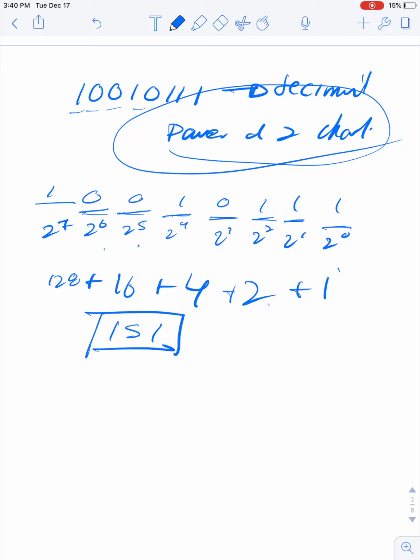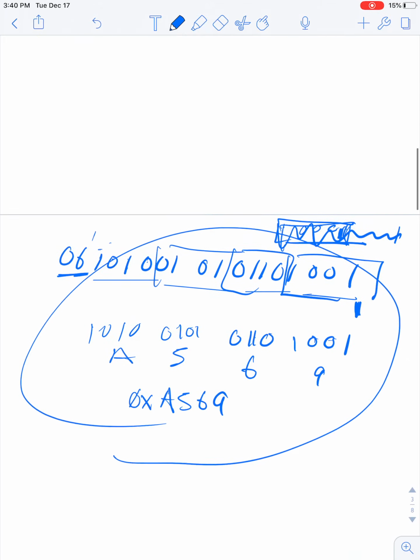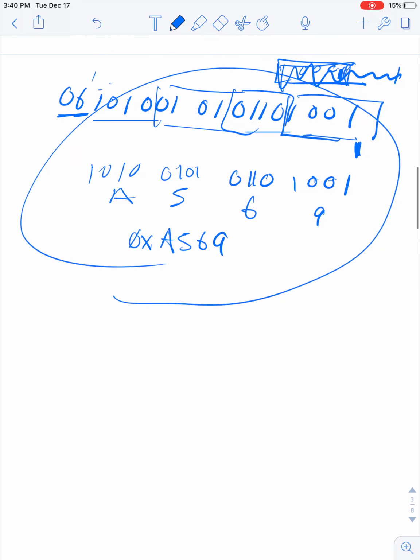The first one, there's 8 digits, so 2 to the 7 will be the first one that I put a 1 in, and that equals 128. 0, 0, don't need to worry about that. 2 to the 4 is 16. 0, don't need to worry about that. 2 to the 2 is 4. 2 to the 1 is 2, and 2 to the 0 is 1. If I add all this together, it should be 151.